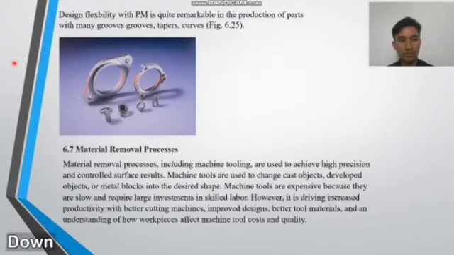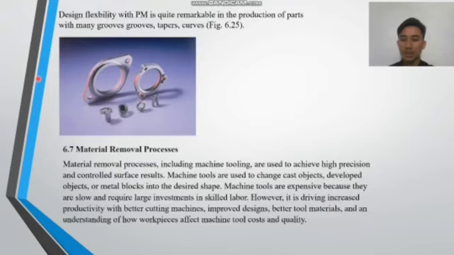Next, design flexibility with PM is quite remarkable in the production of parts with many grooves, tapers, curves, picture 6.25.